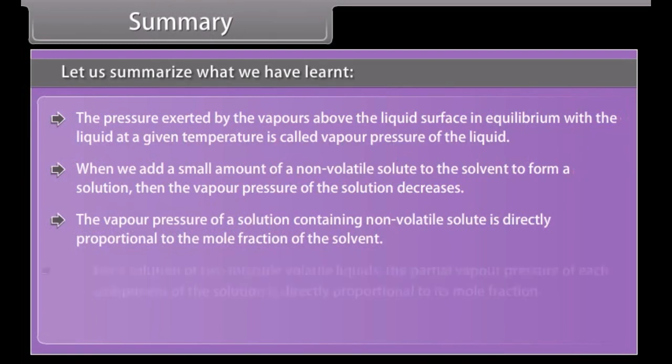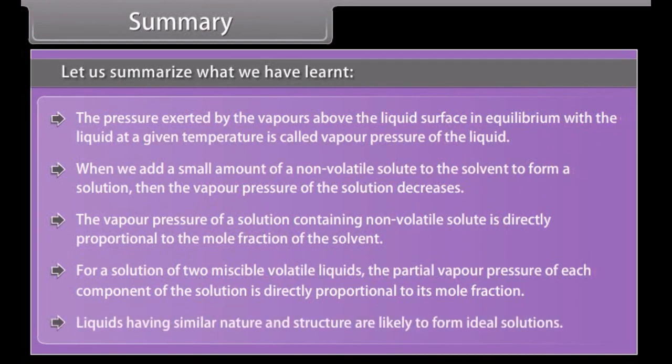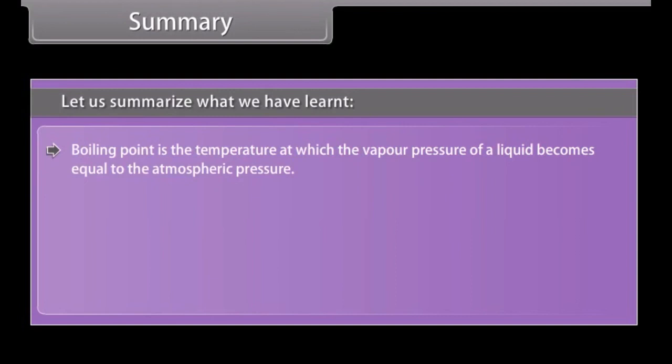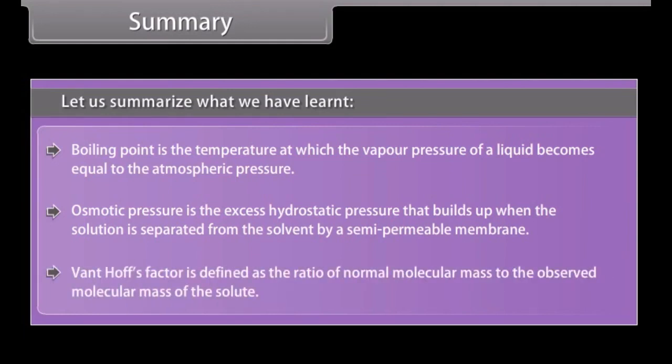For a solution of two miscible volatile liquids, the partial vapor pressure of each component of the solution is directly proportional to its mole fraction. Liquids having similar nature and structure are likely to form ideal solutions. Boiling point is the temperature at which the vapor pressure of a liquid becomes equal to the atmospheric pressure. Osmotic pressure is the excess hydrostatic pressure that builds up when the solution is separated from the solvent by a semi-permeable membrane. Van 't Hoff's factor is defined as the ratio of normal molecular mass to the observed molecular mass of the solute.